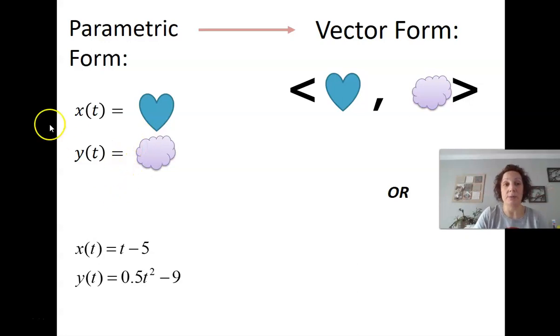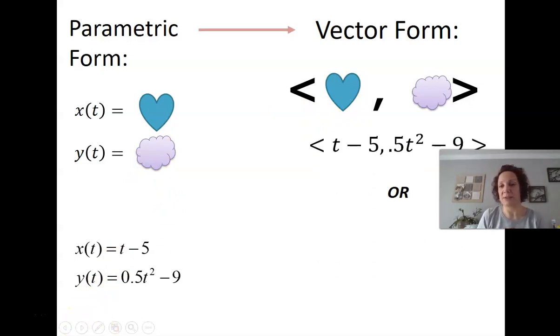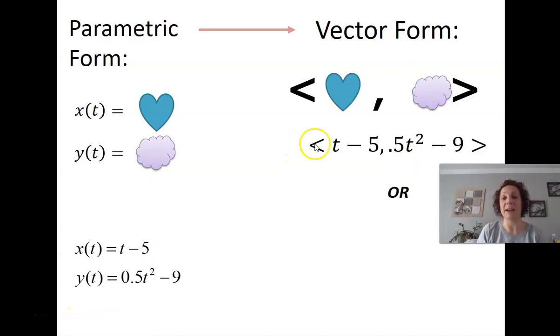So I could rewrite a parametric function like this by just putting my two expressions in the pointy brackets. So there's the parametric function we just looked at. We wrote t minus 5 is my x component, 0.5 t squared minus 9 is my y component. I just put them in the pointy brackets separated by a comma. It's just a different way of writing it. If you see this notation, it means this. You've got an x component, you've got a y component.